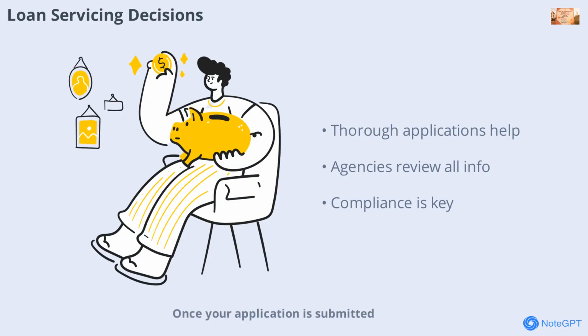Once your application is submitted, agencies use your documents to make loan making and servicing decisions. This includes evaluating your financial standing, business plan, and compliance with regulations. The more thorough your application, the better your chances of approval.